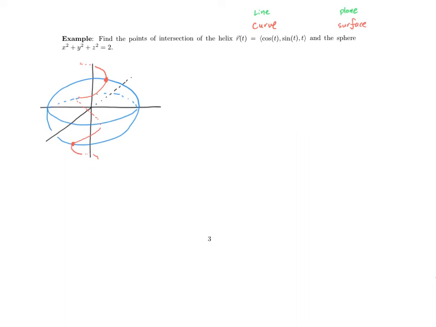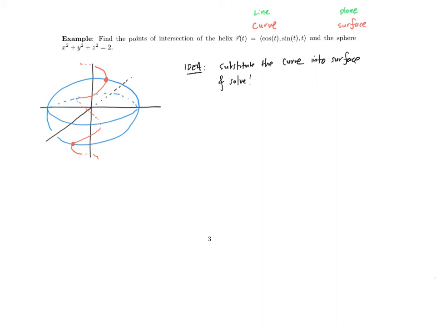So a helix intersecting a sphere. The idea, and I'm going to write down the exact same thing that I had written down in a previous video, is to substitute the curve into the surface and solve. So let's go ahead and do that.